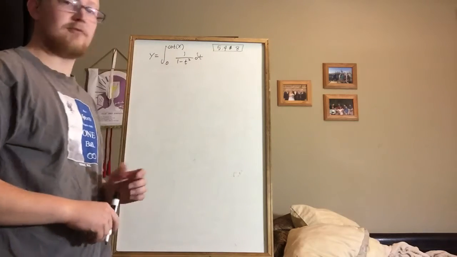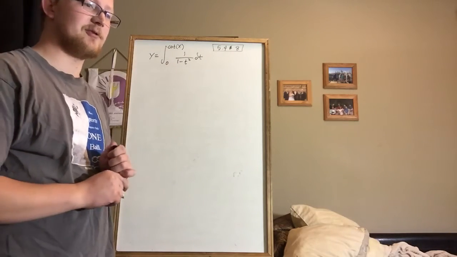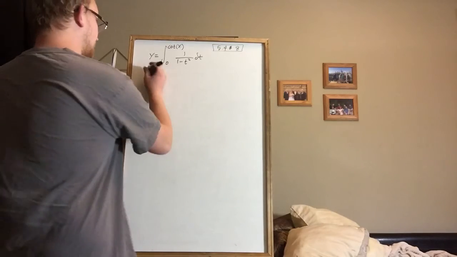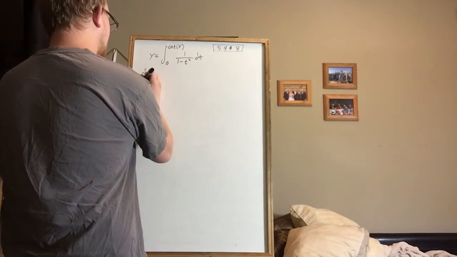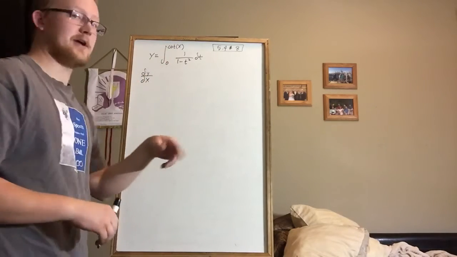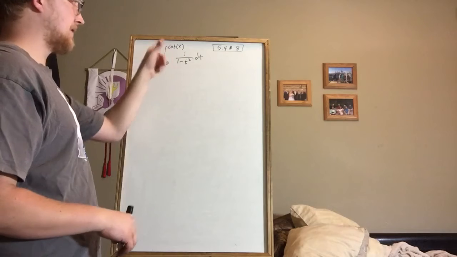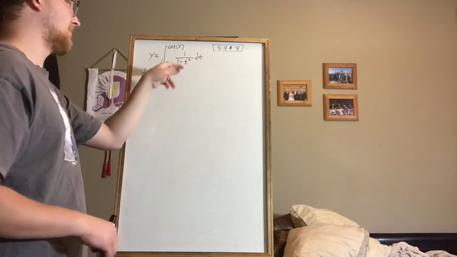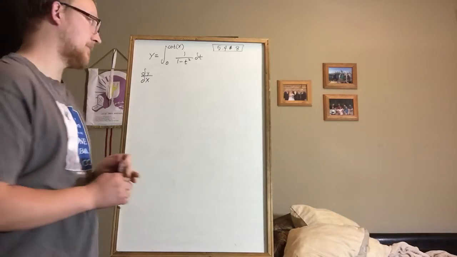Alright, this is 5.4 problem number 8. We're using the first part of the fundamental theorem of calculus to solve. We're looking for dy/dx. And the information we're given is that y equals the integral from a constant 0 to cotan x of the function 1 over 1 minus t squared with respect to t.